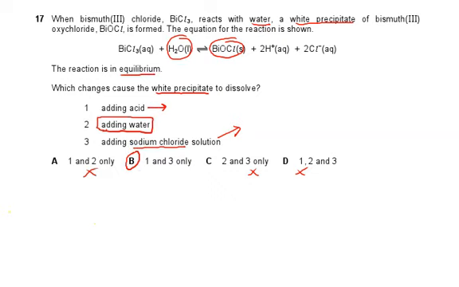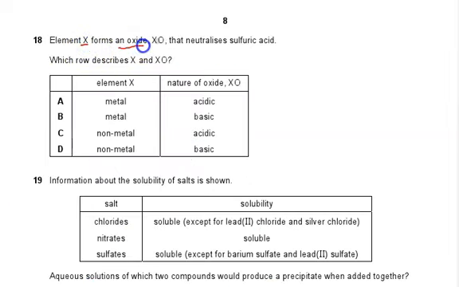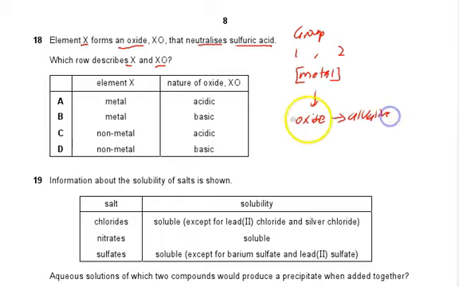Okay, now let us look at number 18. Element X forms an oxide that neutralizes sulfuric acid. Which row describes X and XO, which is the oxide? If you look at our periodic table, group 1 and group 2 are soft metals, and their oxides have alkaline characteristics. So which means it is B, metal and also basic.